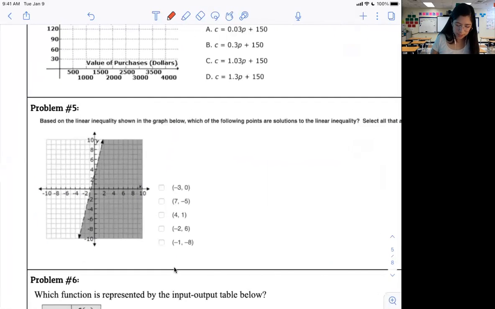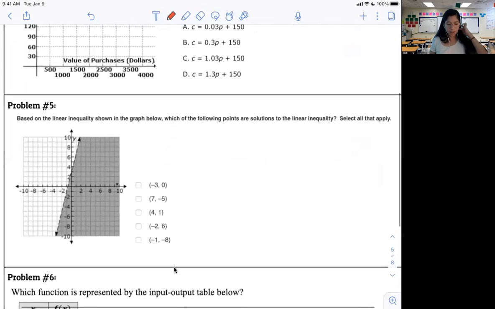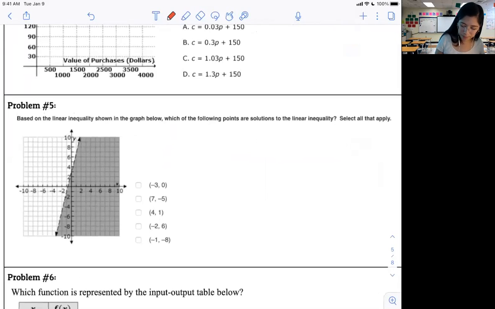Cool, here it is. Okay, based on the linear inequality shown in the graph below, which of the following points are solutions to the linear inequality? So since we have an inequality rather than just a line, what counts as a solution in this case? What's in the shaded part? Good. Anything in the shaded part.